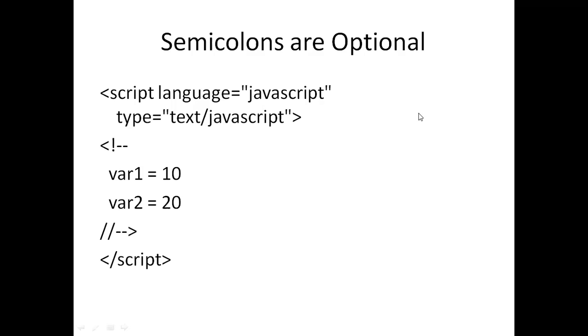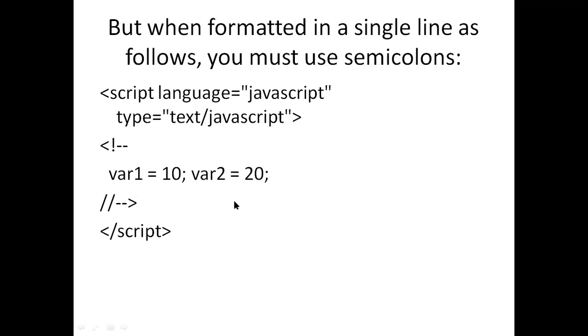Here is one example: var1 equal to 10 and var2 equal to 20. When we write separate statements, there is no need to end the statement with a semicolon. But when they are formatted on a single line as follows, we must use the semicolon. You must use the semicolon. Here is one example, var1 equal to 10 and var2 equal to 20, and here we use the semicolon. So keep in mind, this is a simple example with a semicolon.